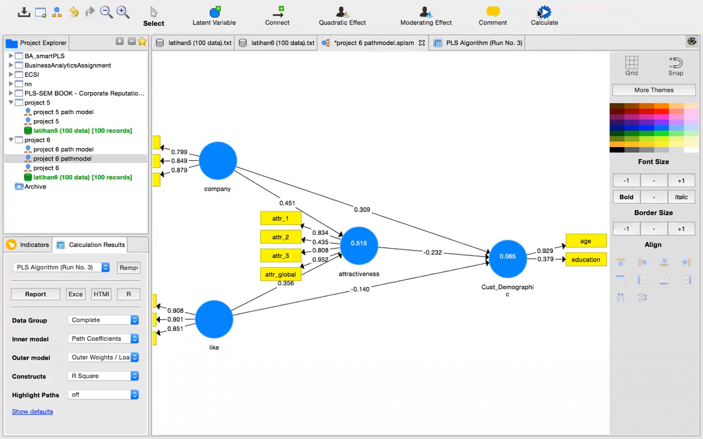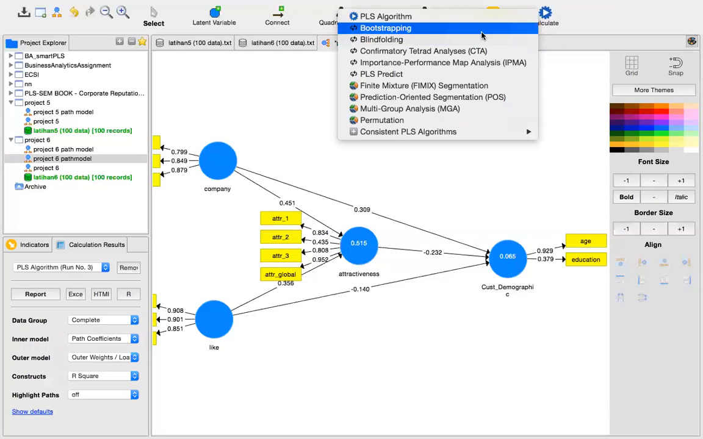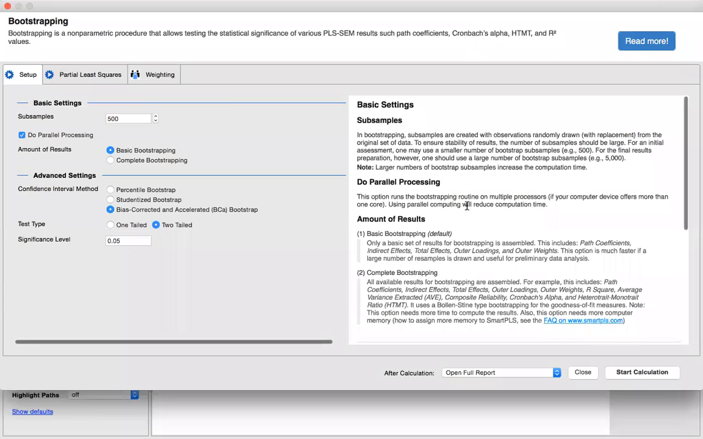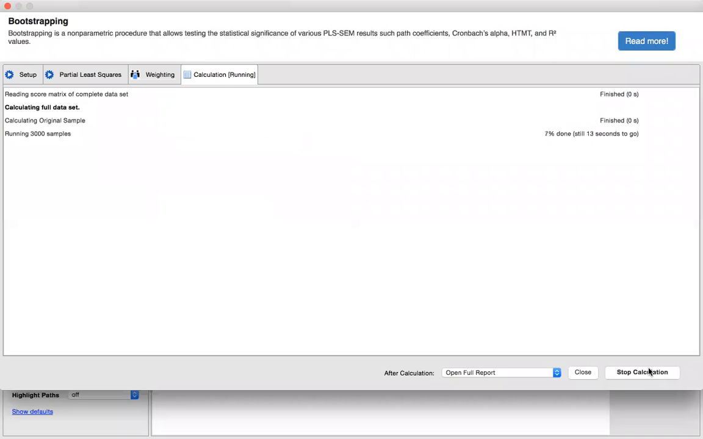Okay, next, we'll go back to our path model. We're going to calculate for bootstrapping. Click calculate, bootstrapping, 3,000, because before we had 300 samples and we multiply it by 10, and start.